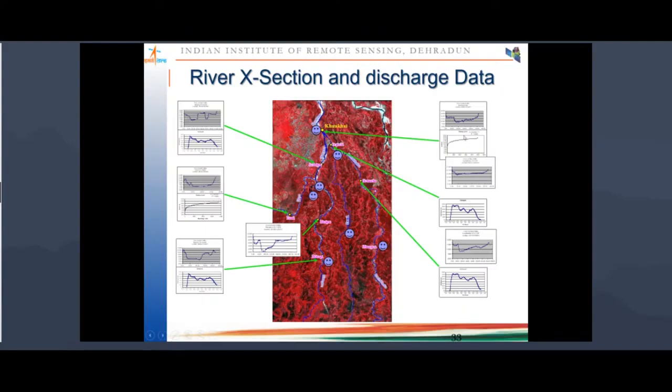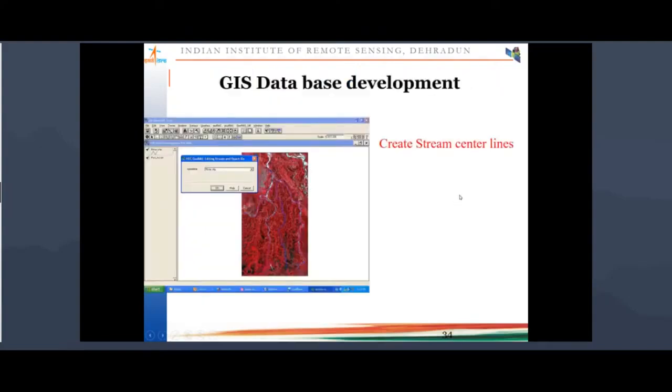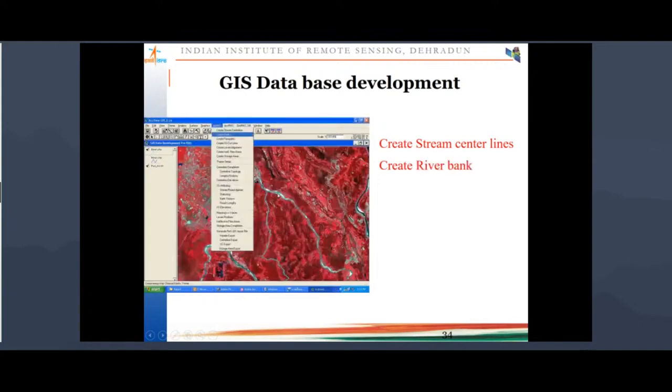Okay, fine. Then let us move further. This is how in a GIS environment you do it. Just as an example, create a stream center line. So this line is created. Now create a river bank. So the river bank is created. These options are there actually, so whatever I am telling, this software provides this information. Create river bank, then create flow path.